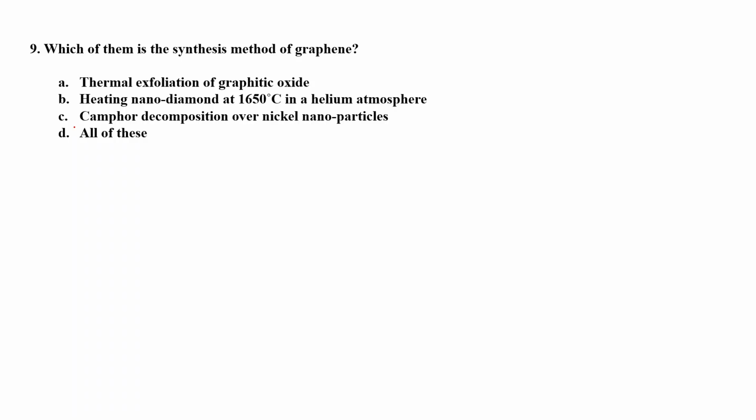Which of them is the synthesis method for graphene, as we studied recently? Thermal exfoliation of graphite oxide is a synthesis technique of graphene. Heating nanodiamond at 1650 in a helium atmosphere is also a synthesis technique for graphene. And camphor decomposition over nickel nanoparticles is also a synthesis technique of graphene. So all of these are the synthesis techniques of graphene.